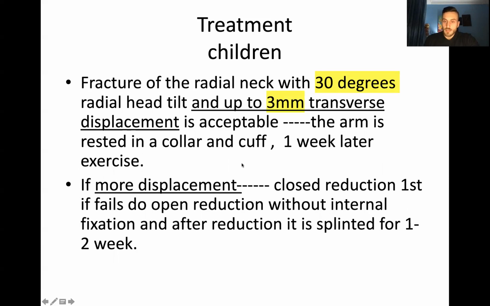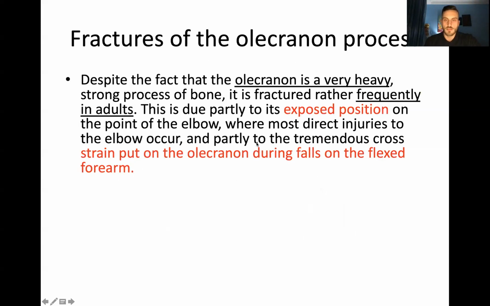For children, look at this. If the radial neck fracture angulation was less than 30 degrees, it's acceptable. That's what I've told you before, that if you have a pediatric age group and they have some tilting or angulation, sometimes it's acceptable, as in here. So 30 degrees is acceptable, and 3 millimeters of transverse displacement is acceptable. That's why just conservative management. If it's more, open reduction, internal fixation.